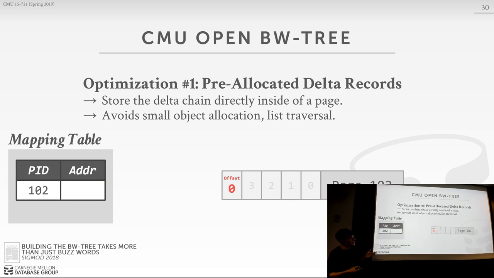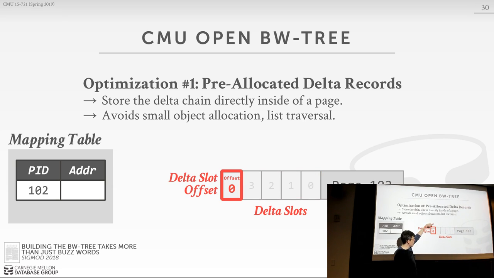So the first is that the delta chain really isn't actually just a linked list. You're just going to have a little extra space in each page, in each node, where you can store these delta records. So you have your delta slots, and then you have a counter, an offset, to say at what position you can come along and insert a delta record. This means you have a fixed number of delta records per page, and at some point when you try to insert a new delta record, you have to do the consolidation.